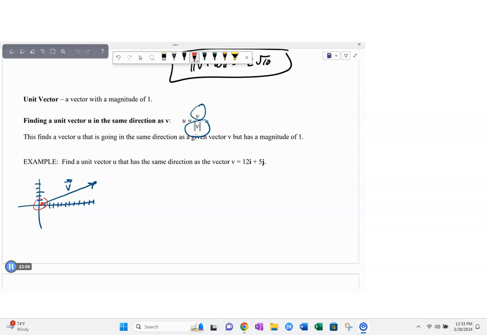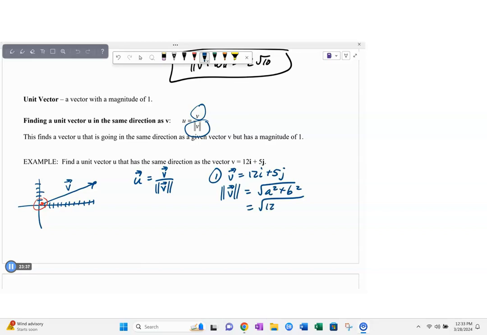And so what you want to do to find the unit vector is take the original vector and divide it by that vector's magnitude. So number 1, let's go ahead and find the magnitude of vector v. Here's vector v, 12i plus 5j. So my a is 12 and my b is 5. So if I'm finding the magnitude, let's throw it in.